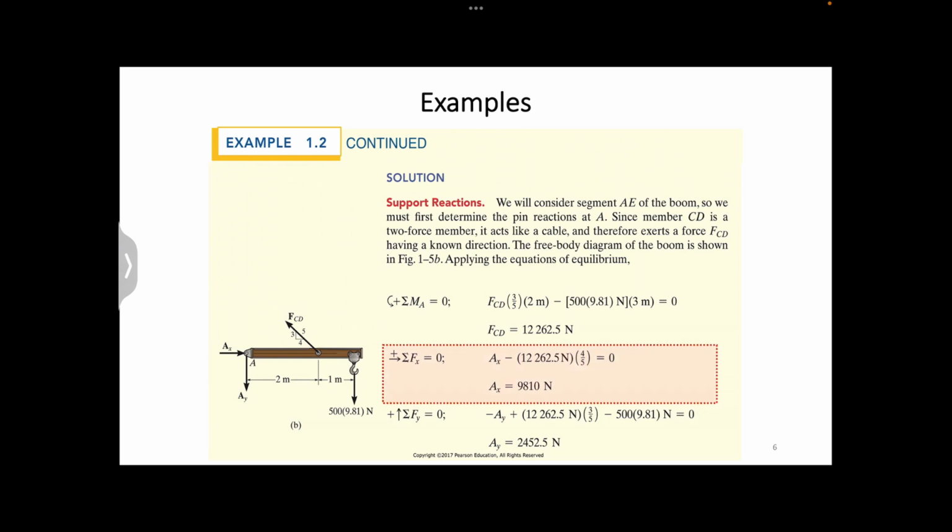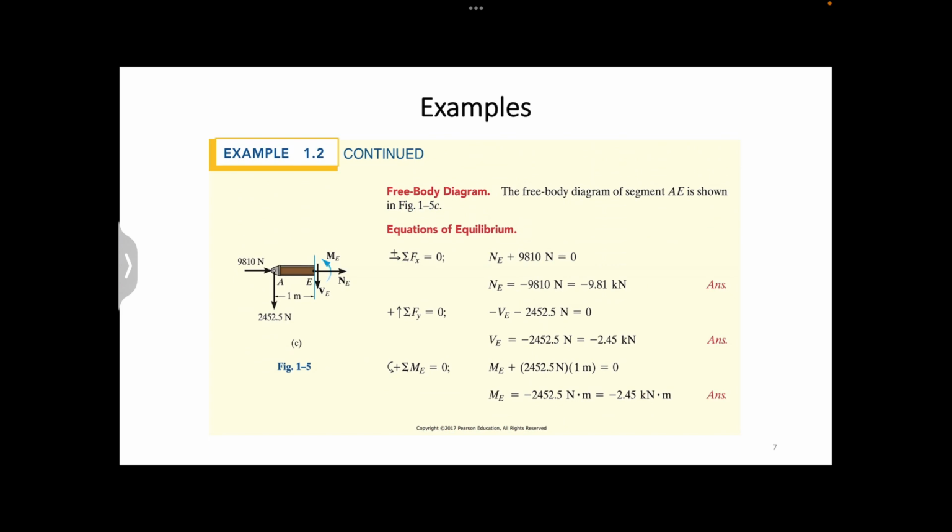Then we can base on the sum of the force in the X direction to find AX, and the sum of the force in the Y direction to find AY. With those support reactions, we can now plot the free body diagram for segment AE of the boom. Let me repeat one more time that we need to follow the sign convention when plotting internal normal force, shear force, and bending moment.